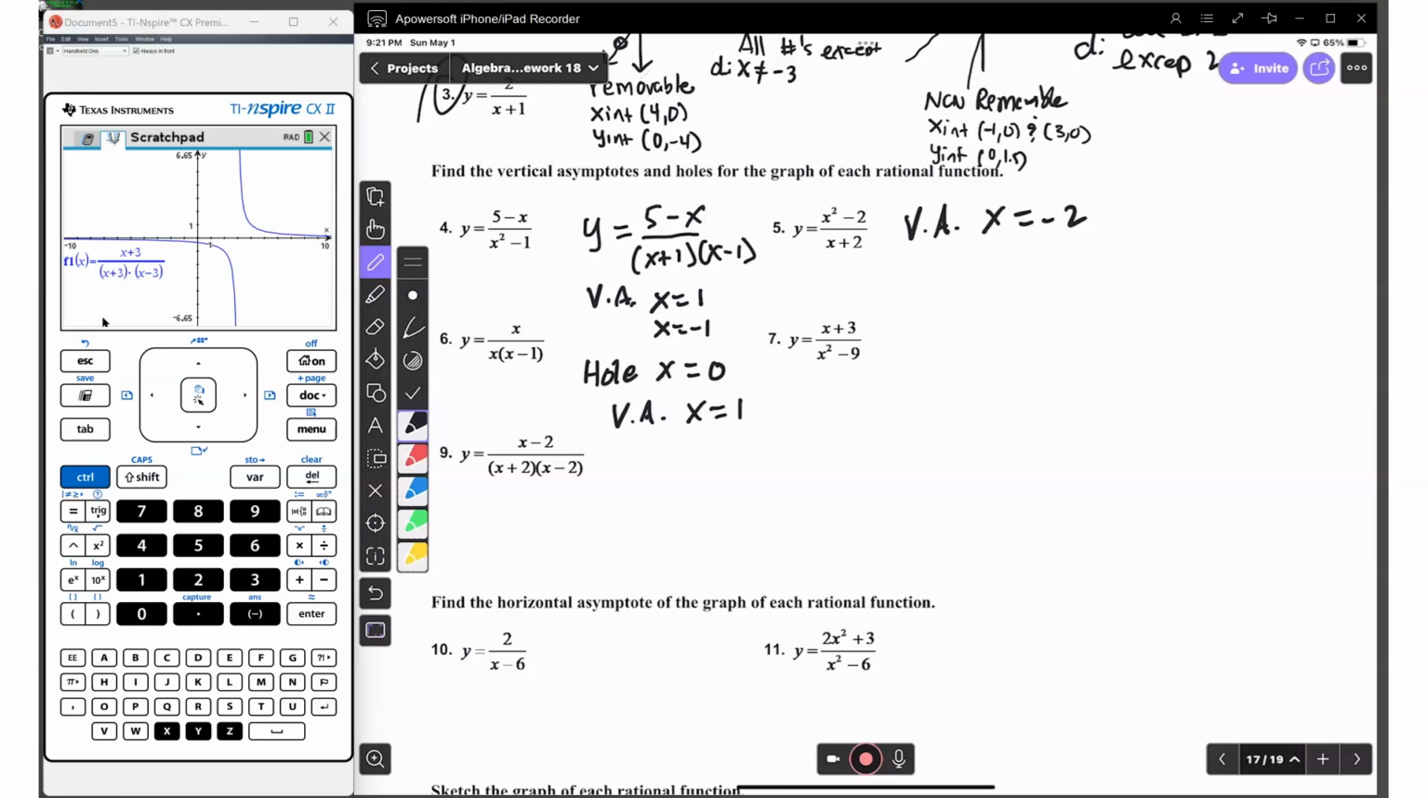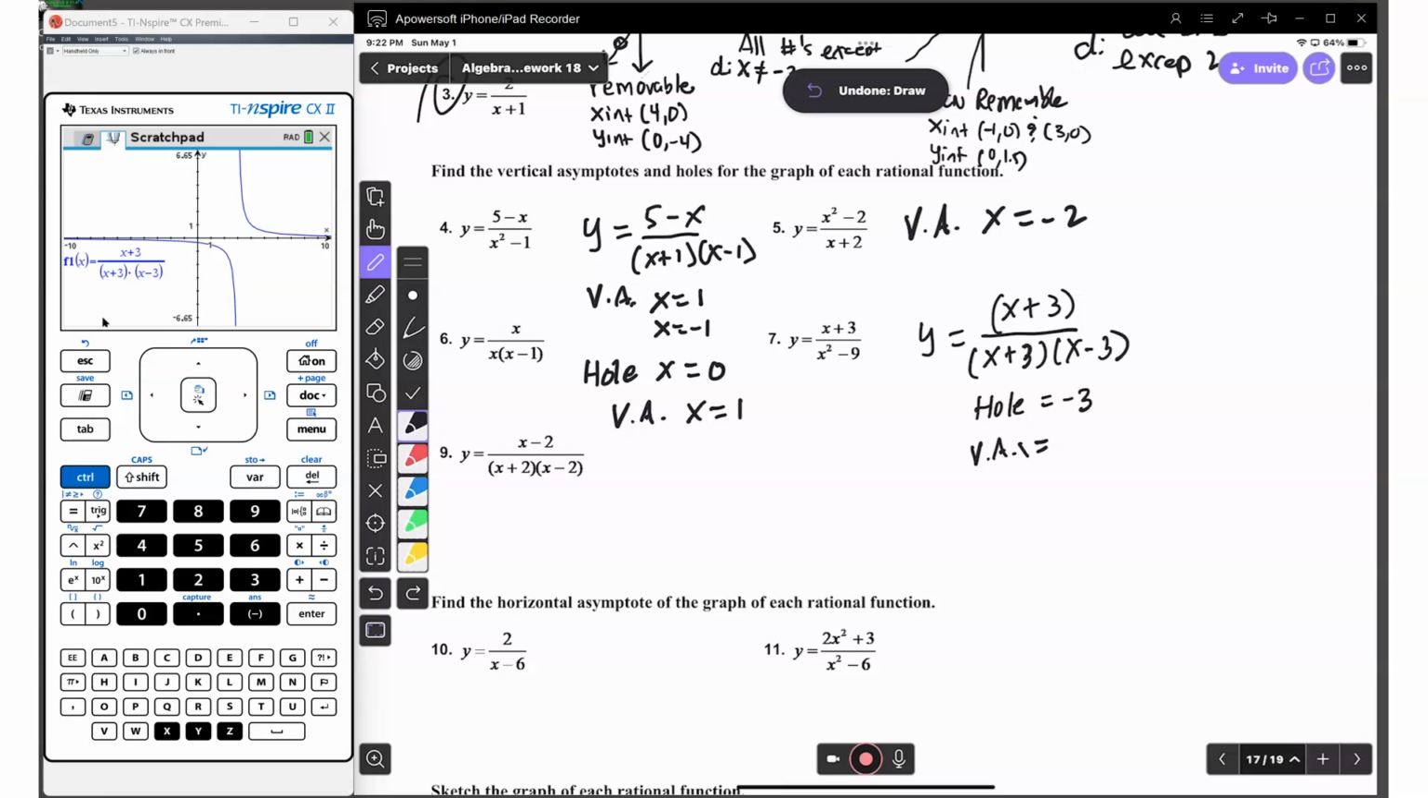Number 7, I'm going to write it in factored form. So I have y equals x plus 3 over x plus 3 times x minus 3. And you notice that in the numerator we have x plus 3. And in the denominator we have x plus 3. So our hole is going to occur at negative 3. And if you look at our denominator, the vertical asymptote is going to be at x equals 3.